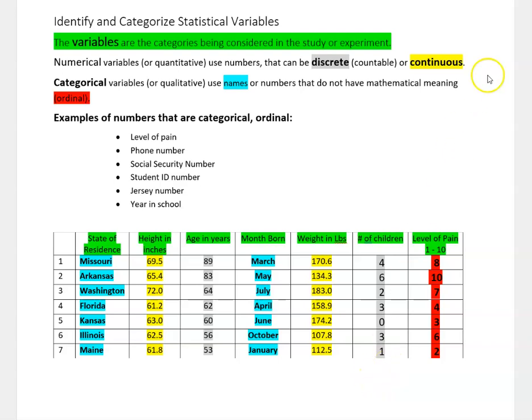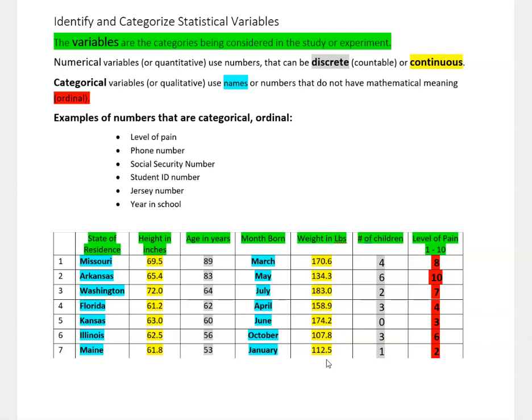And then continuous is something that doesn't have an exact measurement, such as your height or your weight or the temperature on a hot day. We can say this is 0.5, but really when we're doing a measurement, it doesn't have that. We can round it to some place, but it's continuous, a continuum that we're looking at.